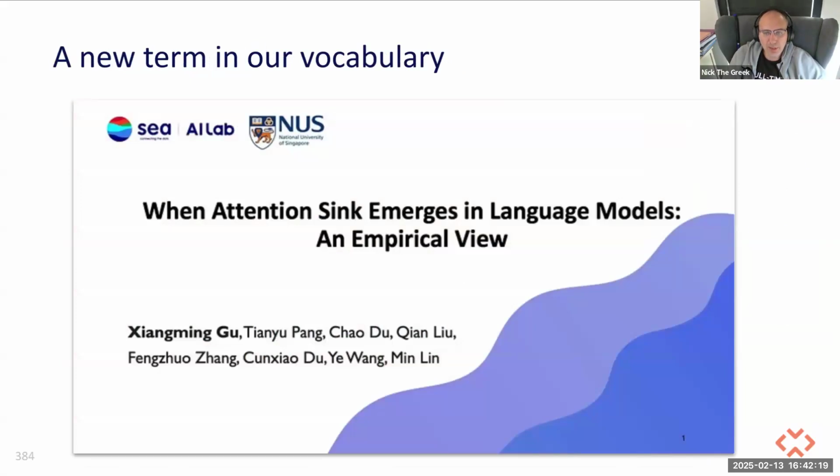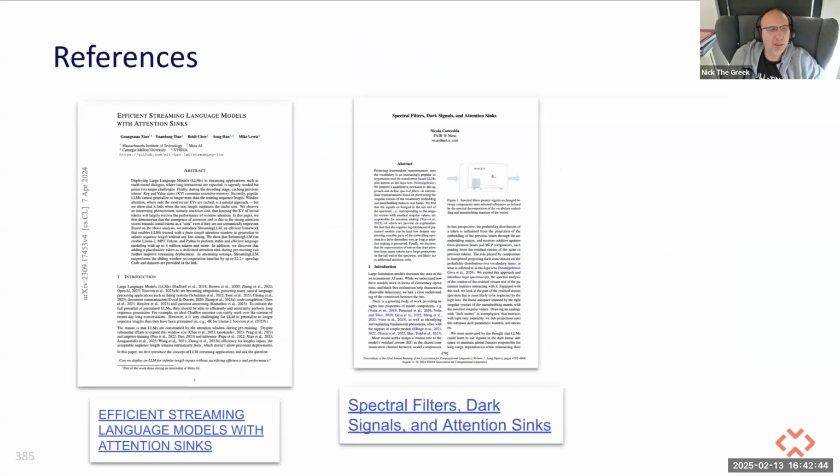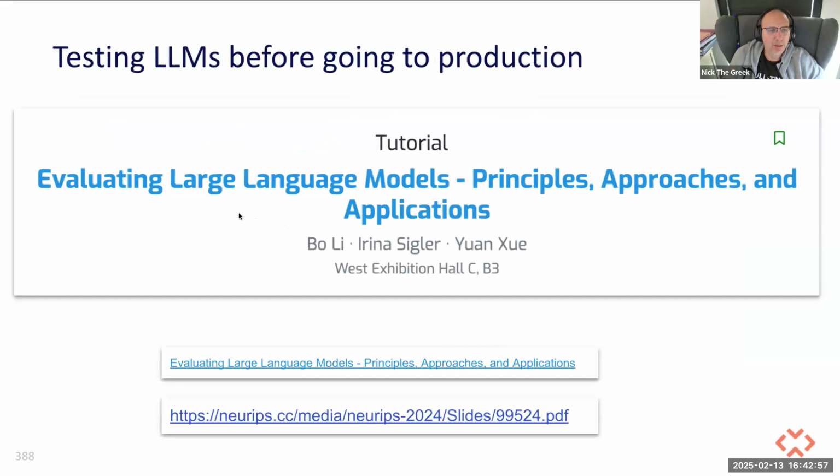Okay, when attention sinks emerge in language models, this is something that I wasn't aware of, but apparently it's a big problem. It's called attention sink. Maybe most of you haven't heard of that before, but attention sink refers to the fact that language models assign significant attention to the first token, and in some cases that leads to collapse. They talk about what we can do with attention sinks, and there are some recipes over here.